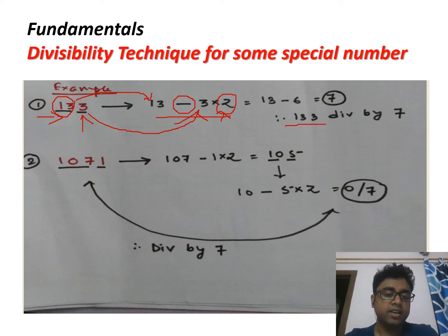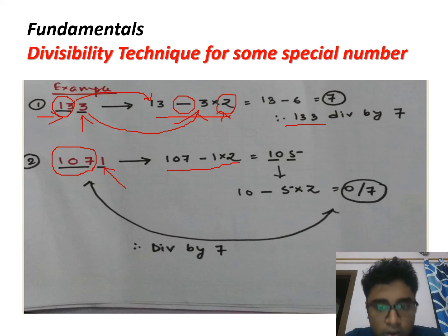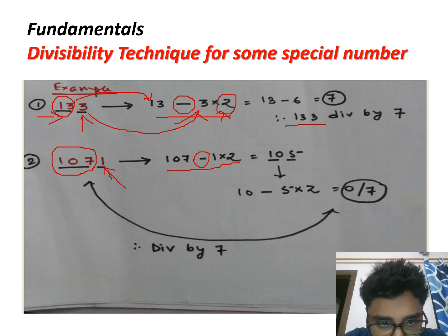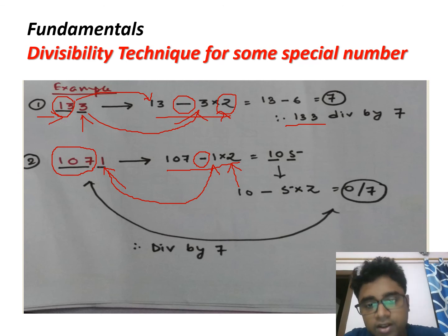Similarly, for the second example, if I take 1071, first we take the last digit out and the remaining part will be there. So we write that in this way: 107 minus 1 into 2. Why is it minus? Because of the negative osculator, 1 is the last digit. And why is it 2? Because 7 has the osculator number of 2. So we are getting 105.